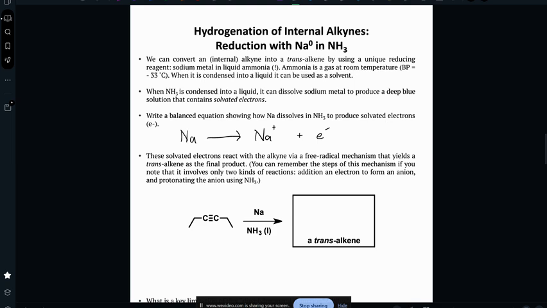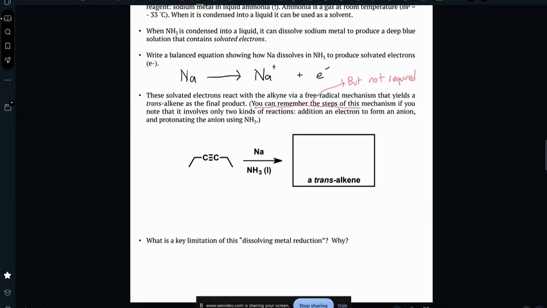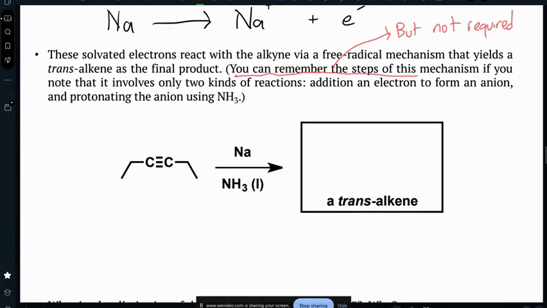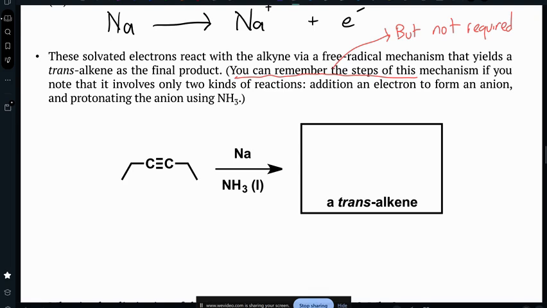I'm going to show you the way this mechanism is generally drawn. I'll talk about why it leads to a trans alkene, and you do not need to remember these. I mean, I say here in the note that you can remember them, but you're not required. I'm just pointing them out in case you're interested. This involves a radical reaction because we have these freely dissolved electrons. Freely dissolved electrons are one electron at a time. So essentially, there are going to be two kinds of steps here.